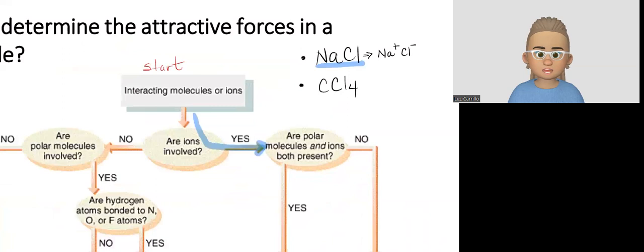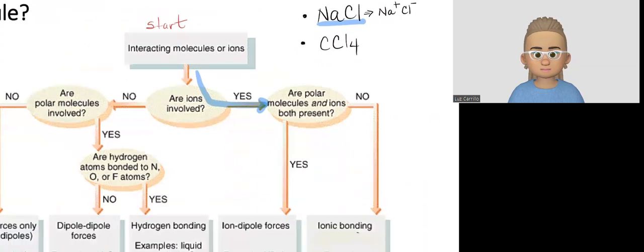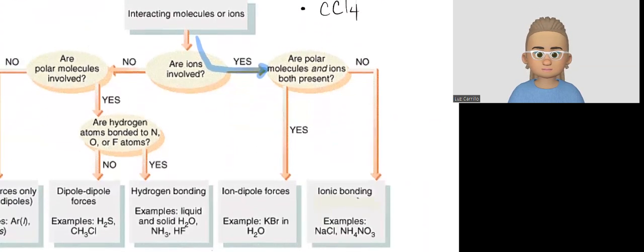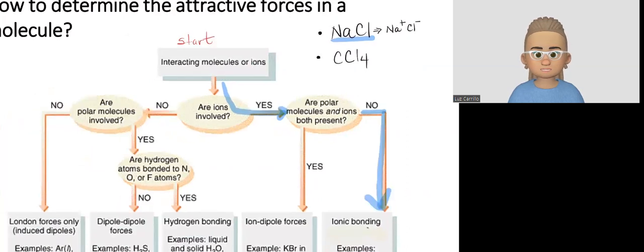Then it says, are polar molecules and ions both present? Then you have to say no, because here I'm just looking at the attractive forces in specifically just sodium chloride. So because of that, this leads me to understand that specifically ionic bonding is going to be the main attractive force for when I have sodium chloride interacting with itself.